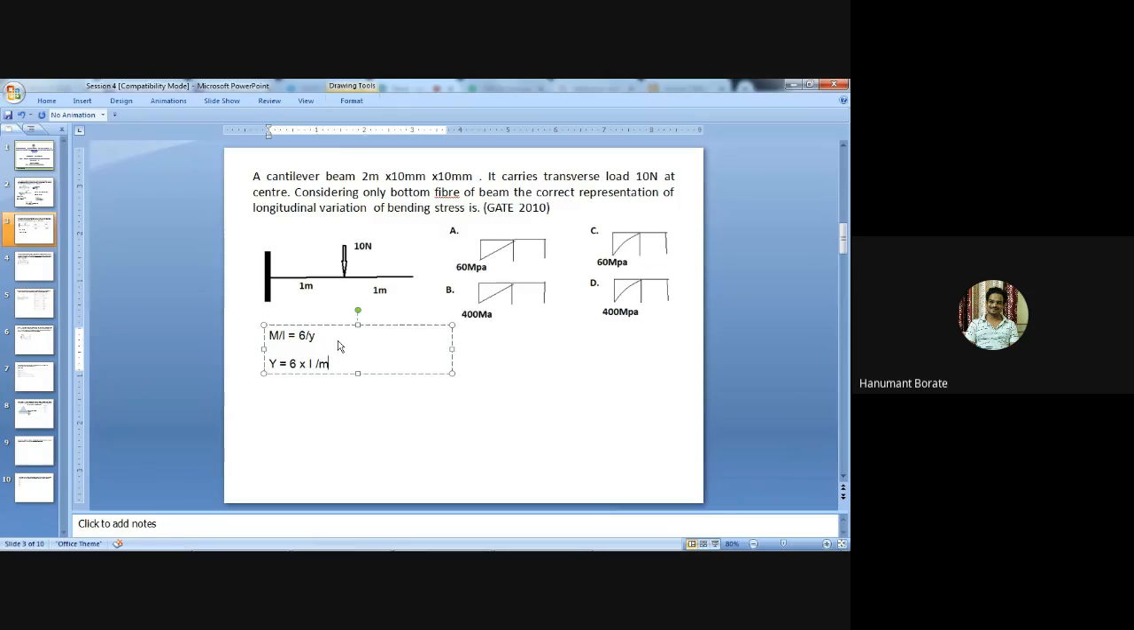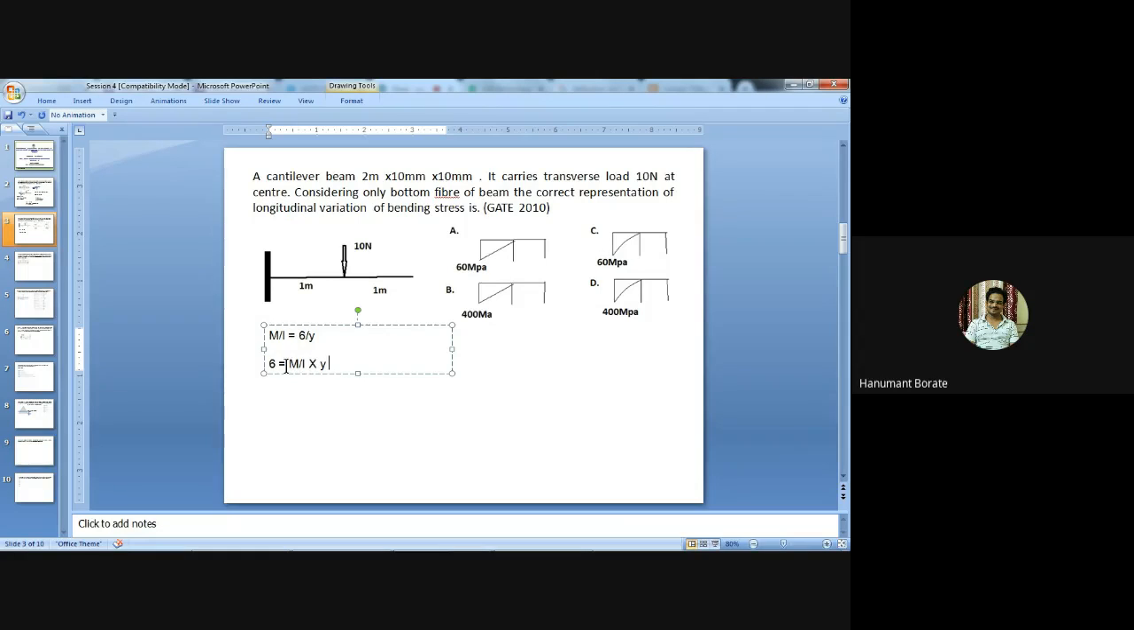Y equal to sigma I divided by M, or we can say sigma equal to M by I into Y. Sorry, I have written sigma equal to M by I into Y.